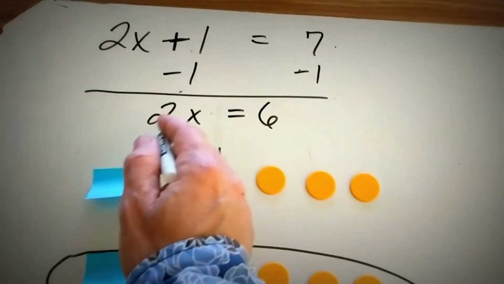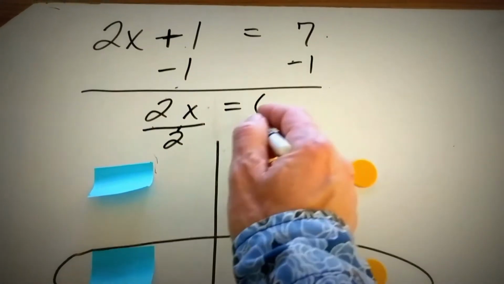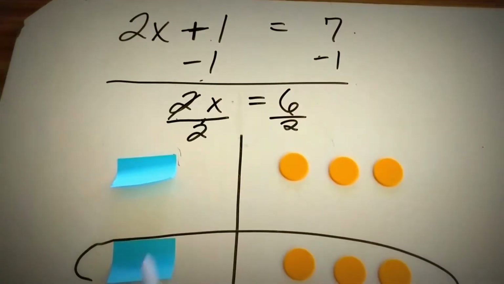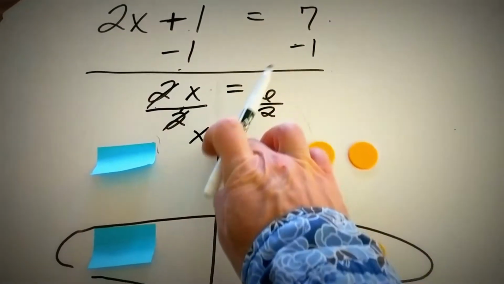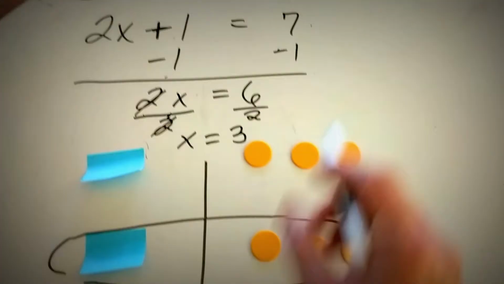Up here, numerically, we're going to divide both sides by 2. The 2's cancel out. x equals 6 divided by 2, which is 3.